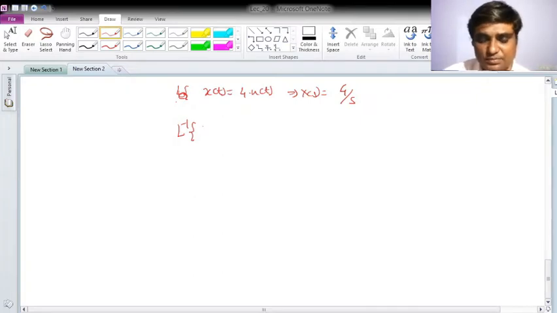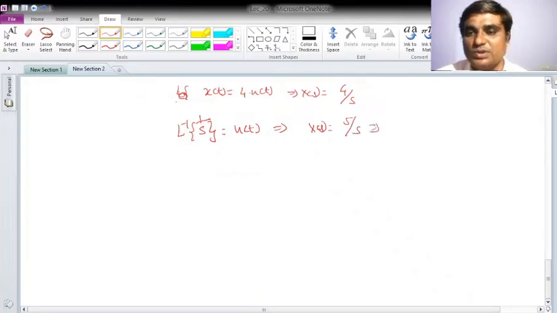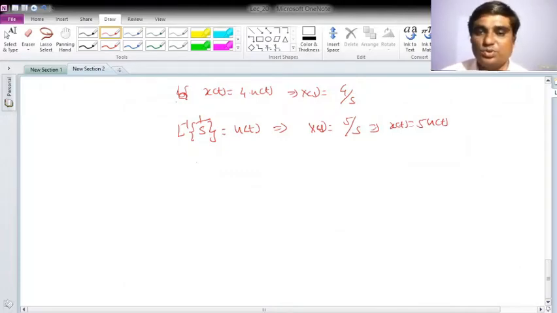Now if I would like to find the Laplace inverse of 1 over s, what is it? It will be u of t. Similarly, if X of s is given as 5 upon s, the inverse will be 5 into u of t, and u of t is 1 for t greater than or equal to 0 onwards.